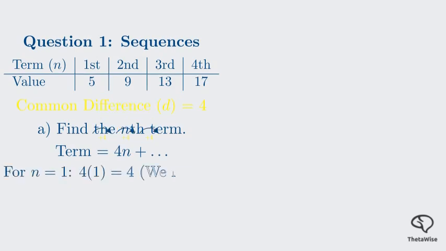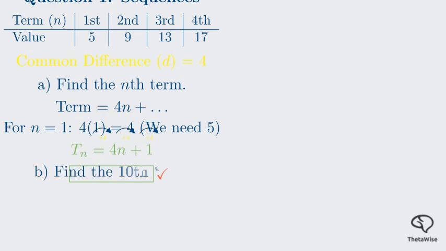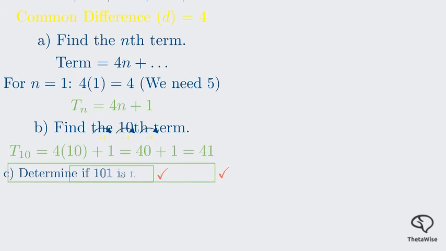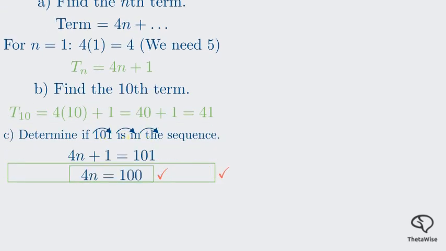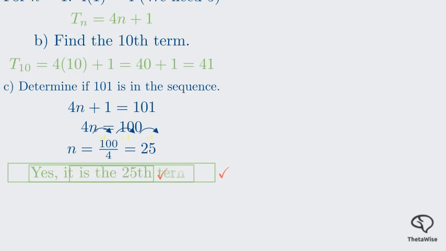If n equals 1, 4 times 1 is 4, but the value is 5. We need to add 1 to get from 4 to our first term of 5. Let's check. For n equals 2, 4 times 2 plus 1 is 9. It works. Now we substitute n equals 10 into our formula. We set our formula equal to 101 and solve for n. Subtract 1 from both sides to get 4n equals 100. Dividing by 4, we find n equals 25. Since 25 is a whole number, 101 is the 25th term.